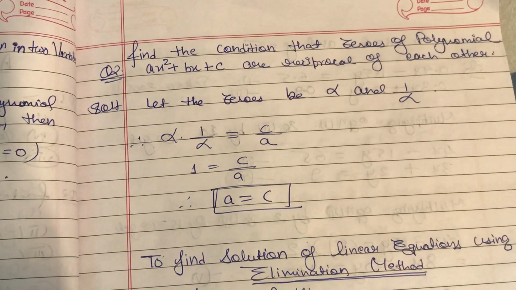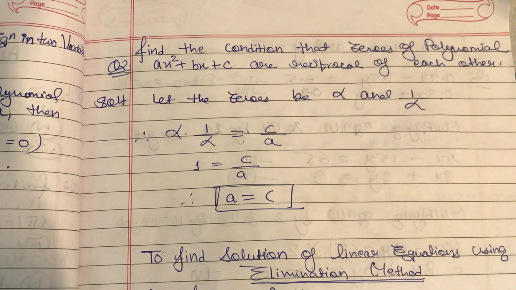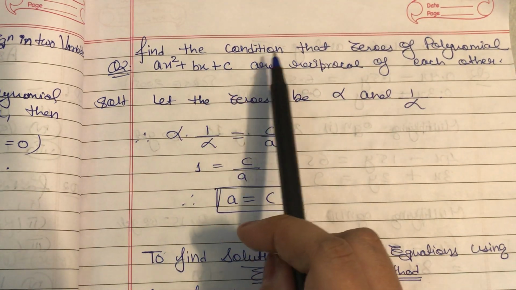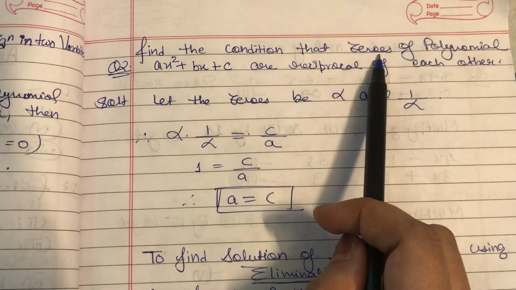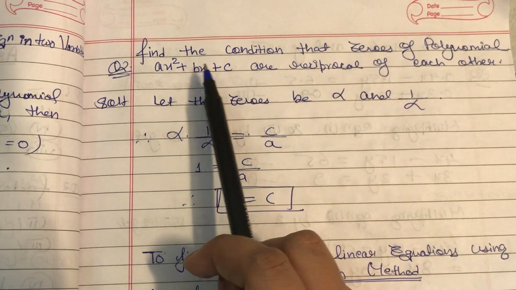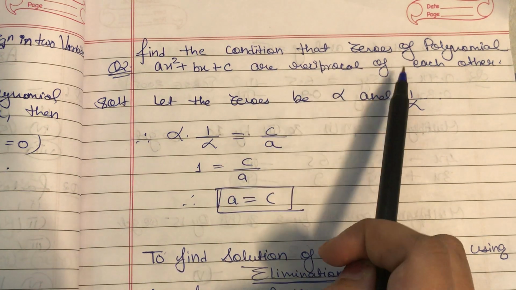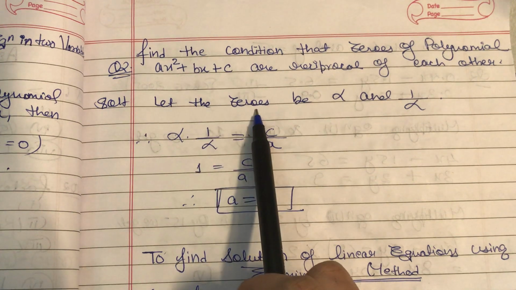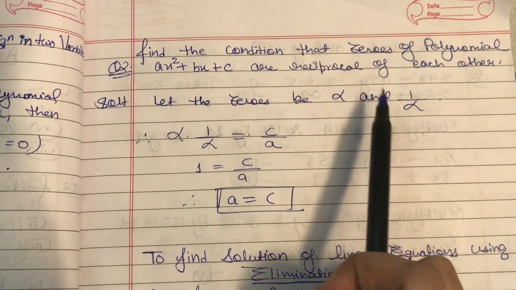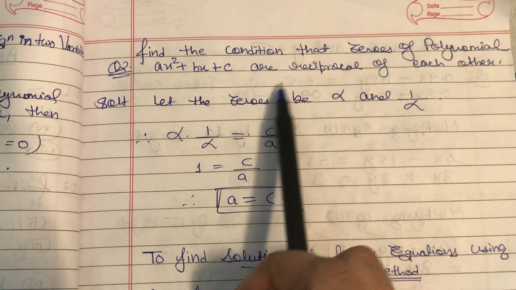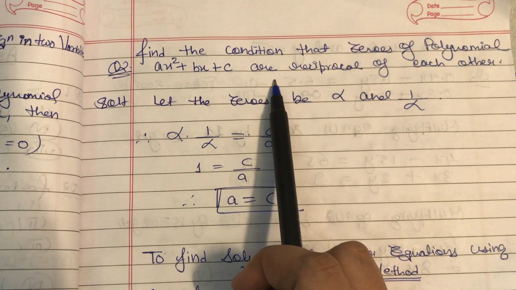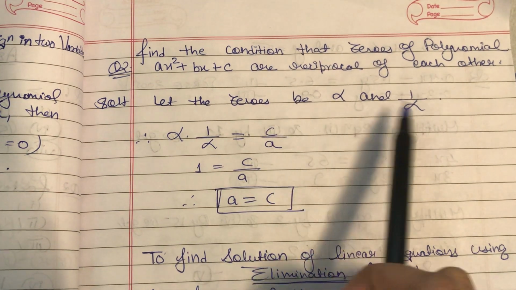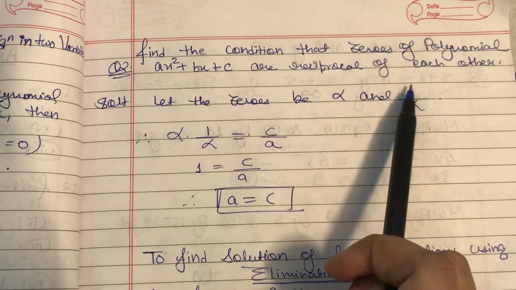Talking about the next question, the question states: find the condition such that the zeros of the polynomial ax square plus bx plus c are reciprocal of each other. Let us consider that the zeros be alpha and 1 by alpha, because we have to find the condition in which the zeros of the polynomial are reciprocal of each other.